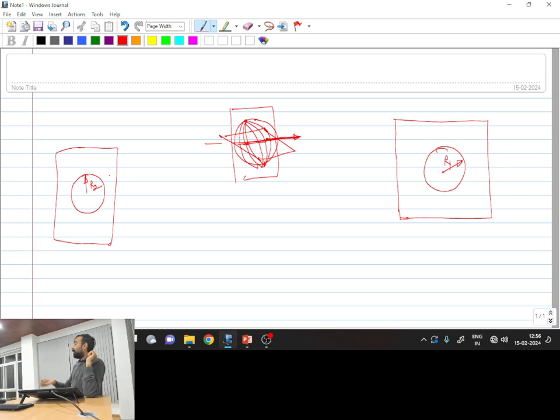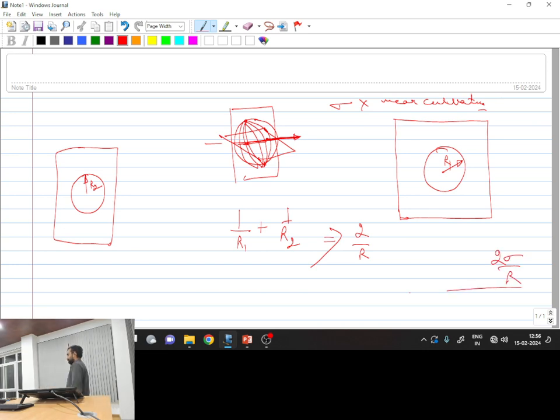Now if you have to calculate the mean curvature, that will be nothing but 1 by R1 plus 1 by R2. For a sphere, R1 will be equal to R2. So if R1 is equal to R2, then you will get 2 by R as your mean curvature. And the surface tension Laplacian pressure is nothing but sigma times mean curvature. So mean curvature is 2 by R, so 2 sigma by R. Okay, so that is for a perfect sphere.